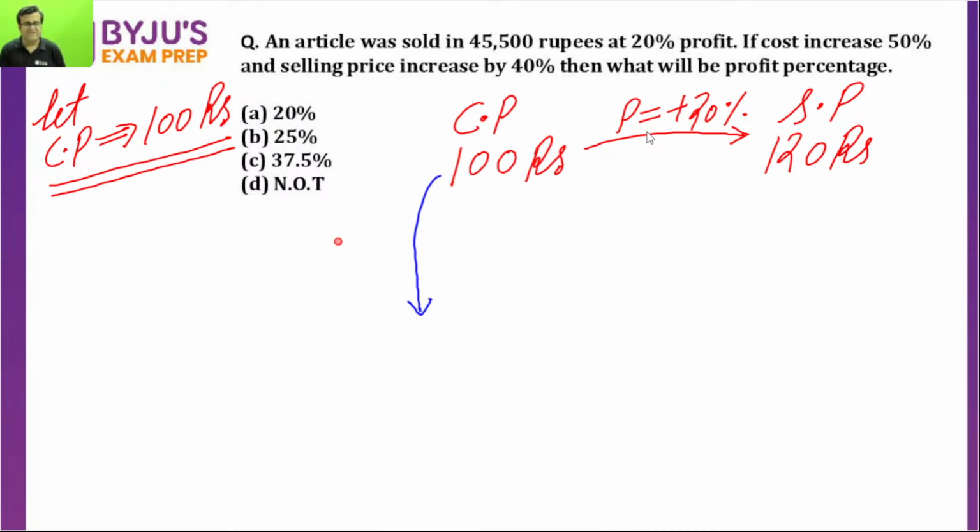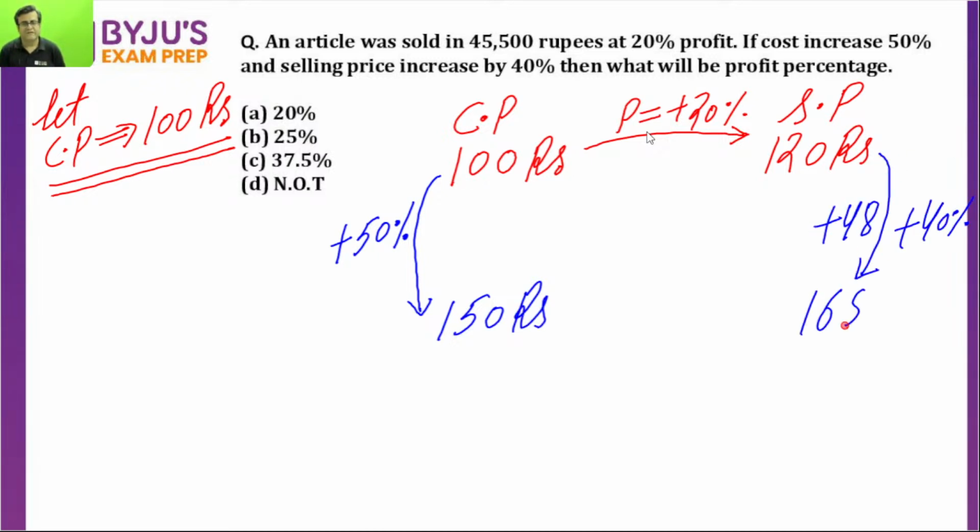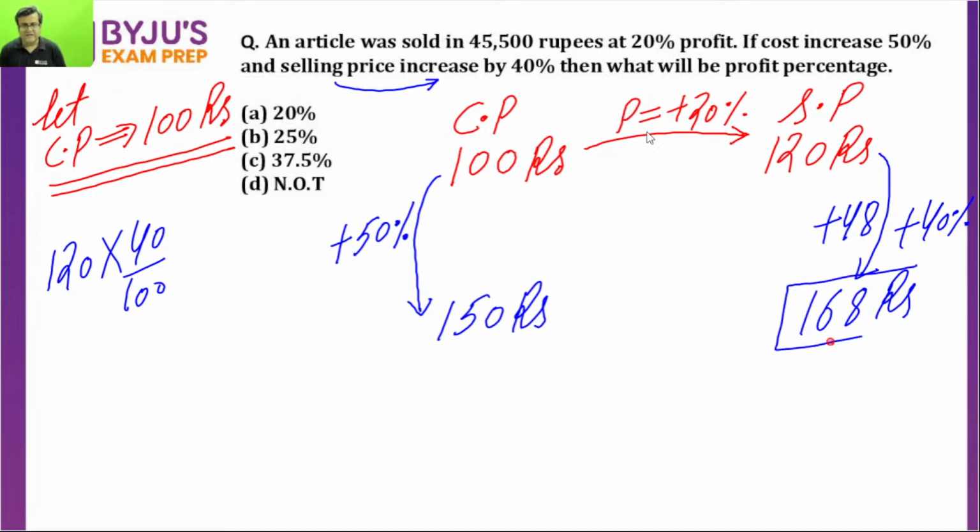If cost increases by 50%, the cost will be 150. If selling increases by 40%, the selling increases by 48, so this will give you 168. Selling is 120, increased by 40%. 40% of 120 will give you 48. So this is the new selling, and this is the new cost.